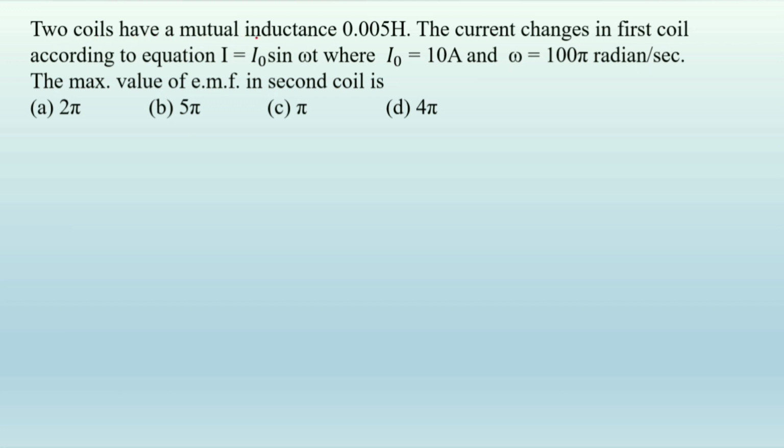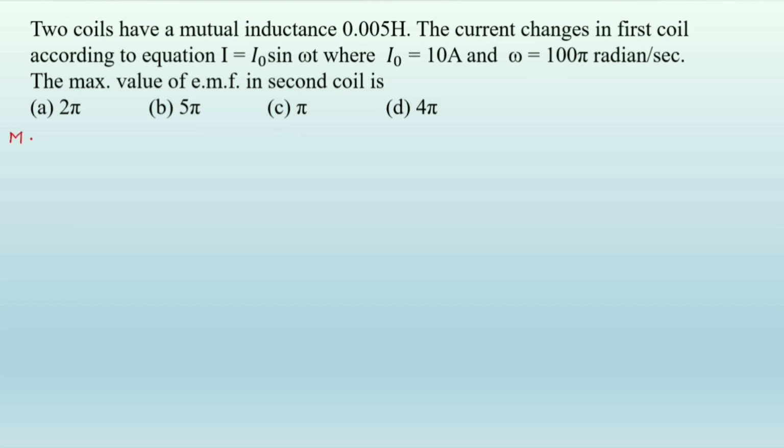Two coils have a mutual inductance of 0.005 Henry. The current changes in the first coil according to the equation I equal to I naught sin omega t, where I naught equal to 10 ampere and omega equal to 100 pi radian per second. The maximum value of EMF induced in the second coil is? Mutual inductance is given, electric current is given, maximum current is given, and also angular velocity is given. Using these values, we can calculate the maximum value of EMF induced in the second coil.